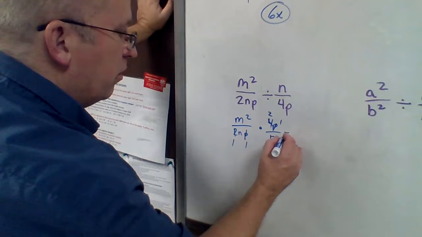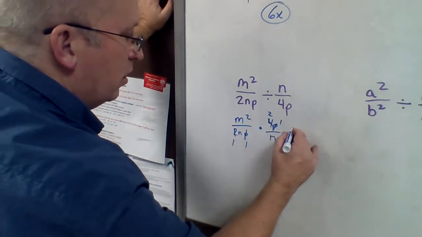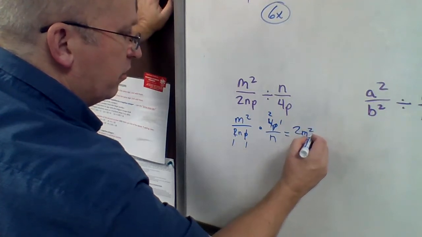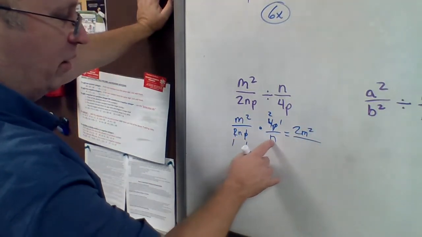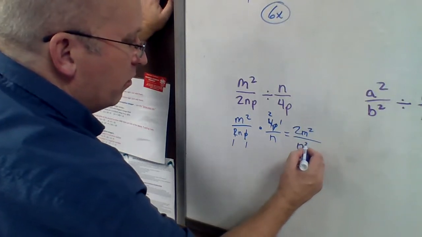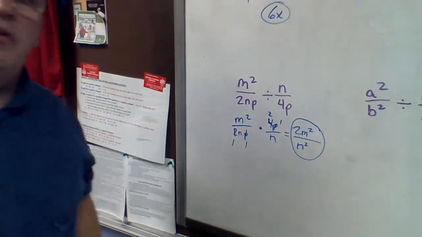What are we left with? M to the second times 2 times 1. Isn't that 2m to the second? And then on the bottom, 1 times n times 1 times n. That's n to the second power. That's n times n, which is n to the second.